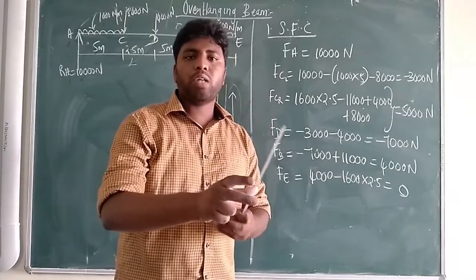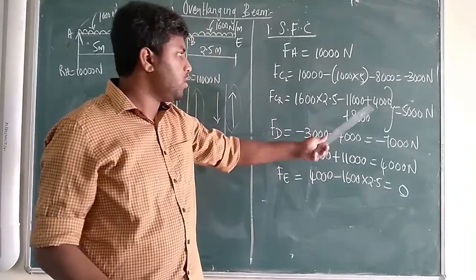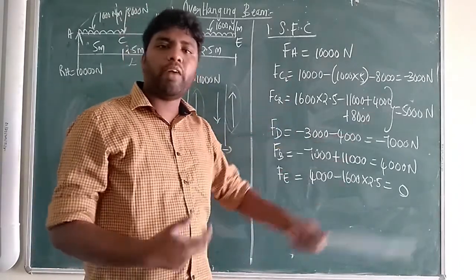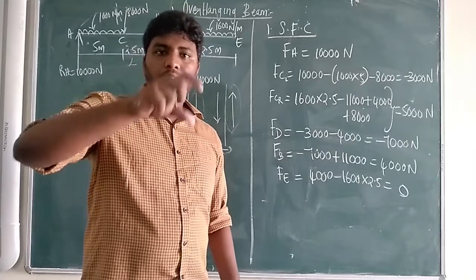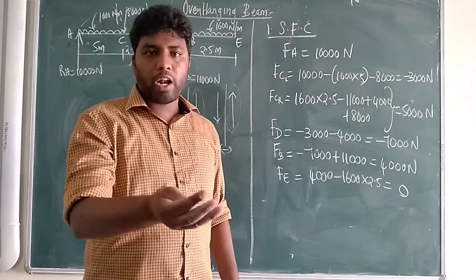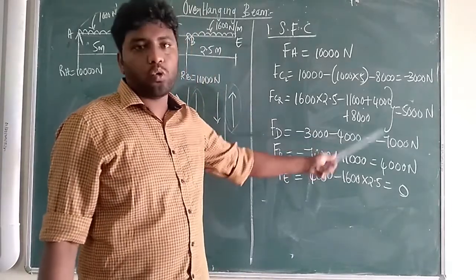So shear force, I am going to calculate at the left. The value is minus 3,000. And again I am calculating on the right of the section. It is plus 5,000. So at that same point, if I consider from the left, there is a different value, and if I consider from the right, there is a different value. Okay, so I am going to take these two values.